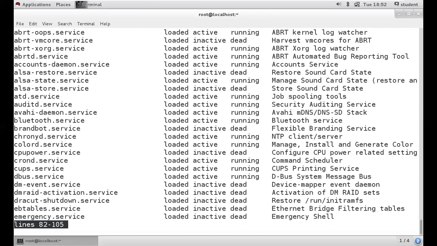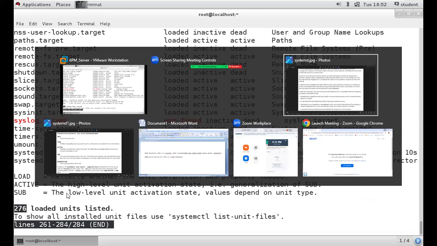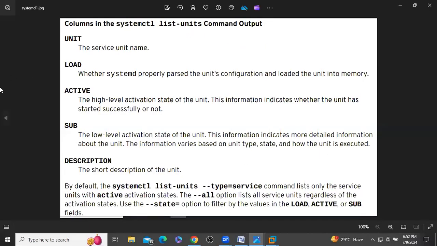So I hope you got it, guys. Let's see here. In total, how many services will we have, active and inactive? 276 by default. So I hope you're clear, guys. Yes, no. The same way, here we'll have, see, the unit, the service unit name, then loaded, whether systemd properly parsed the unit configuration file and loaded it into the memory, right? So this is high level activation, substatus is low level activation, and finally description. Same thing. We executed systemctl --all. You're going to get active and inactive both units.